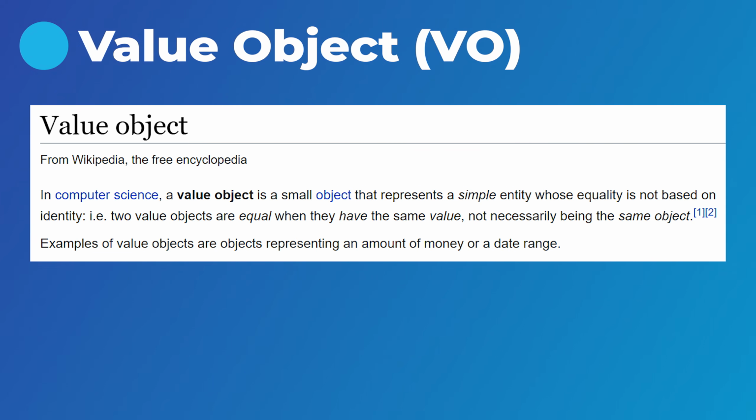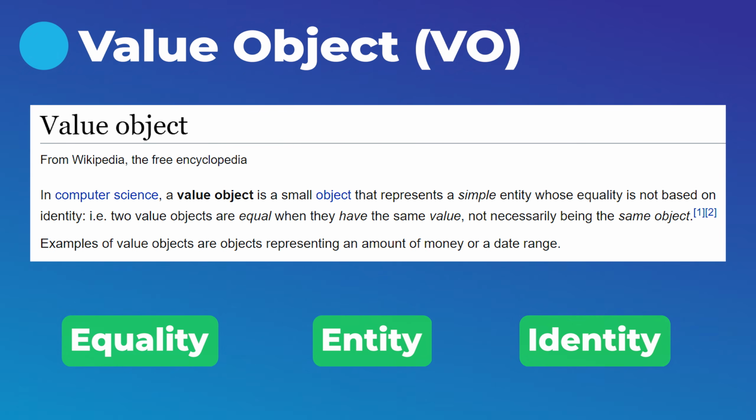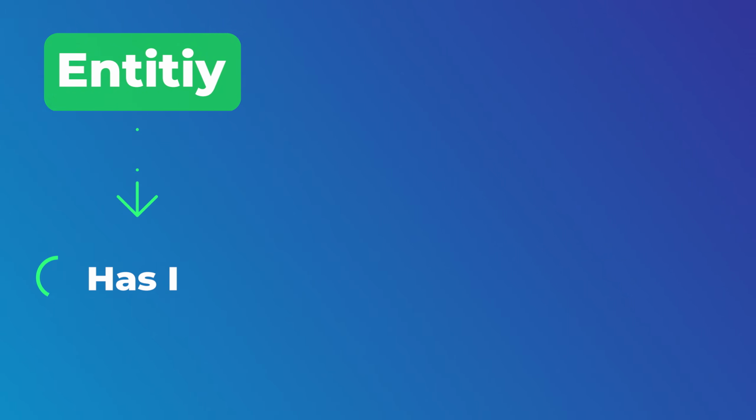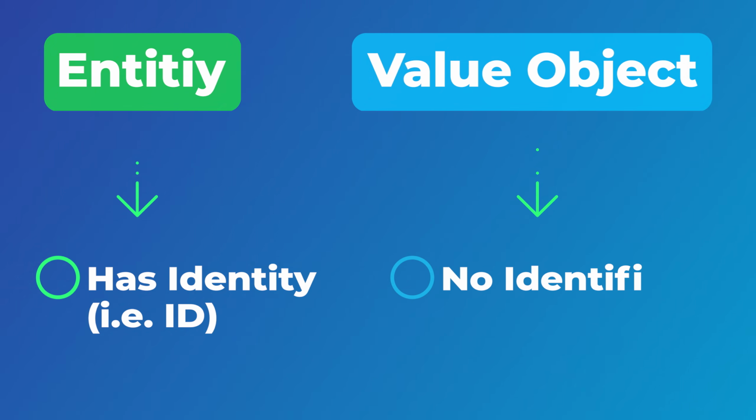For example, two value objects are equal when they have the same value, not necessarily being the same object. The keywords here are equality, entity, and identity. As you remember, we covered entities earlier in this series, and while value objects may seem similar to entities, there is one major difference. Entities are typically identified by something like an ID, while value objects' properties are its identity. So value objects don't really have a specific identifier.